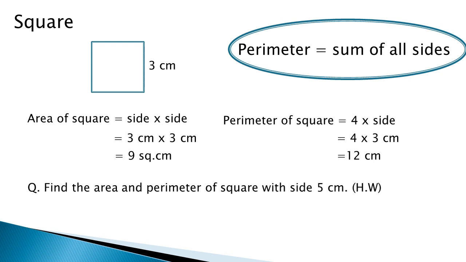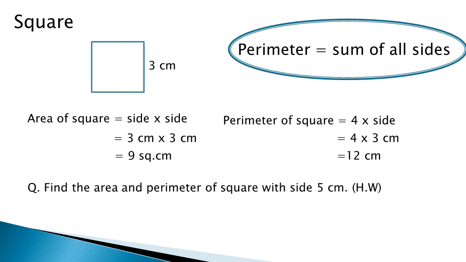So side is given, how much? 3 centimeter. So 3 centimeter multiplied by 3 centimeter. So 3 into 3, 9. 3 threes are 9. 9 square centimeter is the area of this square, and you can see the answer is 9 square centimeter. Square centimeter is the unit of area. Remember, children, if you want to find the area of a square, the unit is square centimeter.